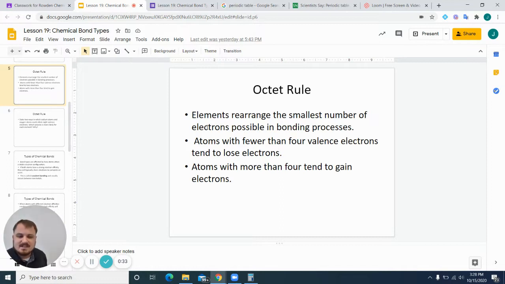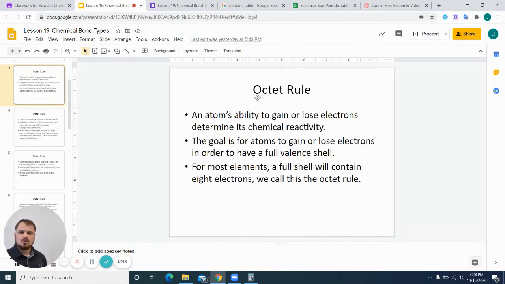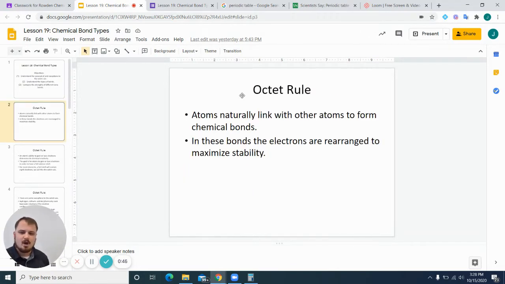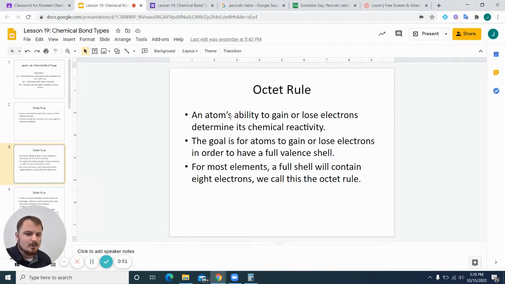The octet rule, very simple idea. The octet rule says that all of my elements are going to want to have 8 valence electrons. That's why you have octet here. See, what's happening is elements are looking to bond with other elements and get as stable as possible. And getting stable involves gaining or losing electrons. And the whole goal is to gain or lose or sometimes share electrons until the atom only has 8 valence electrons. Valence electrons, if you've forgotten, are the electrons on the outside shell of the atom.